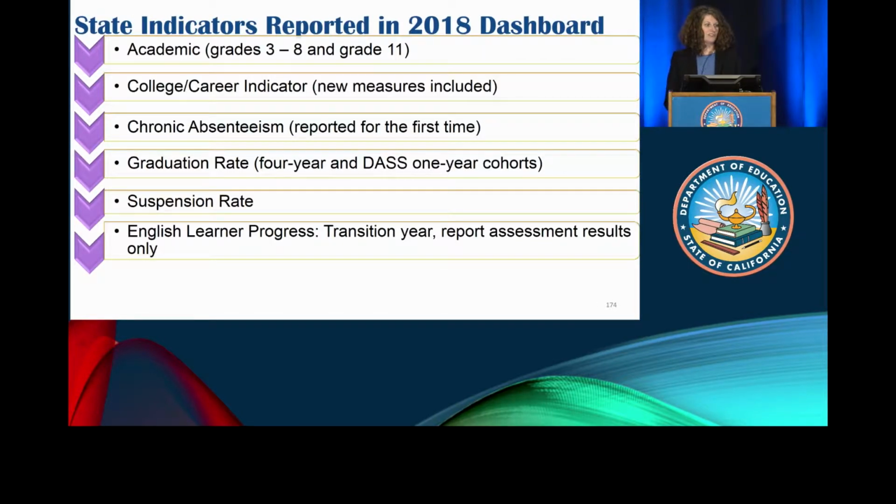All right, so to get us started, we're going to touch base briefly on the state indicators, which is academic, college career, chronic absenteeism, graduation rate, and suspension rate. For this year, we're in transition on the English Learner Progress Indicator. Of course, that's because we've switched to a new assessment and we need to have at least 2 years of data to even calculate status and change.